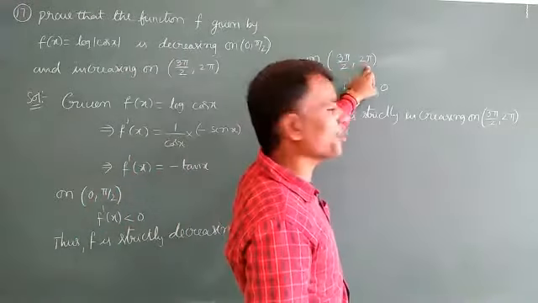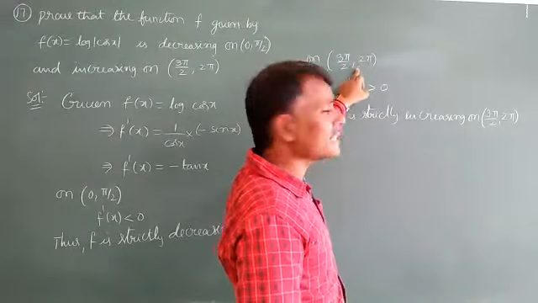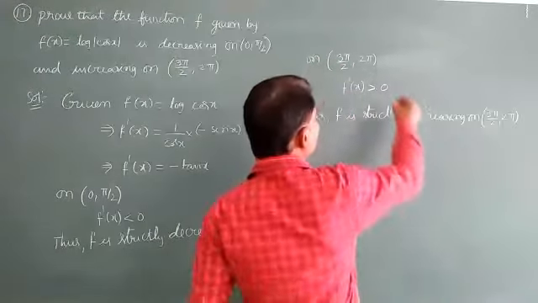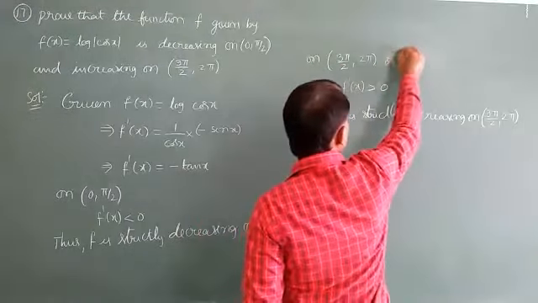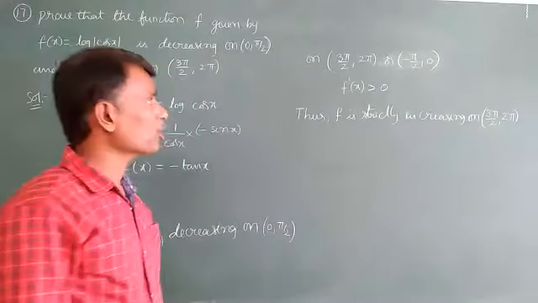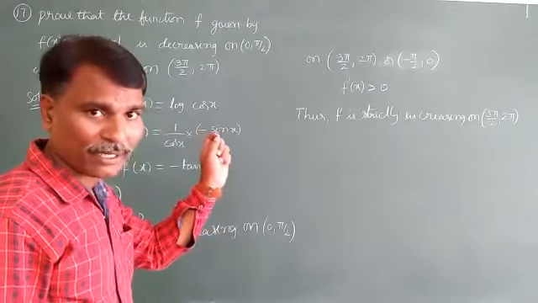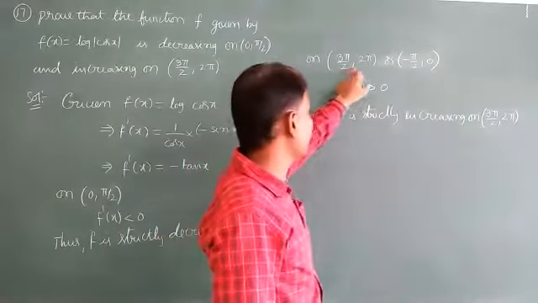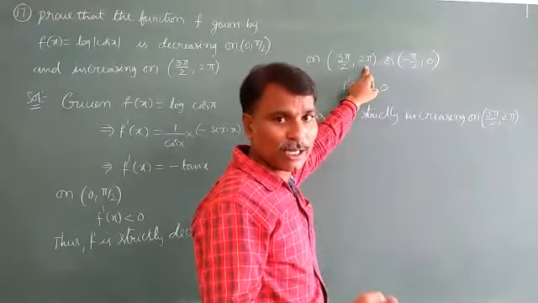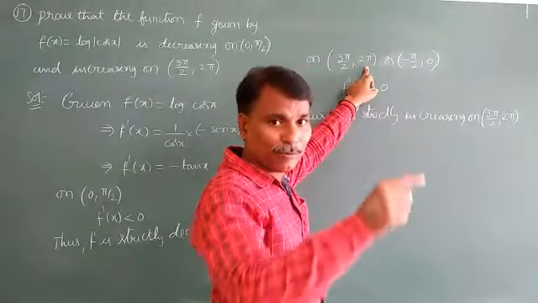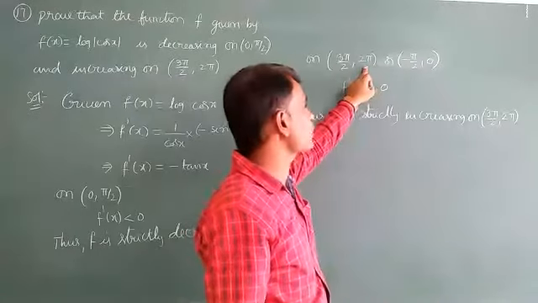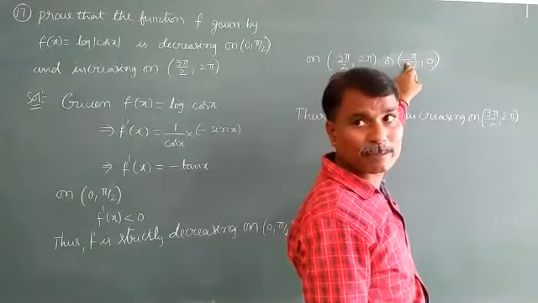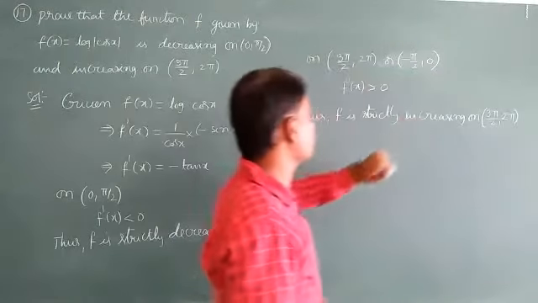On 3 pi by 2, 2 pi, this indicates the fourth quadrant. Fourth quadrant we can represent in another manner also. That is the open interval minus pi by 2, 0, we can write it. 3 pi by 2, 2 pi indicates 270 to 360. This is 270. This is 360. Fourth quadrant. The fourth quadrant we can denote with a clockwise direction. In the clockwise direction, that interval is considered as minus pi by 2 comma 0.